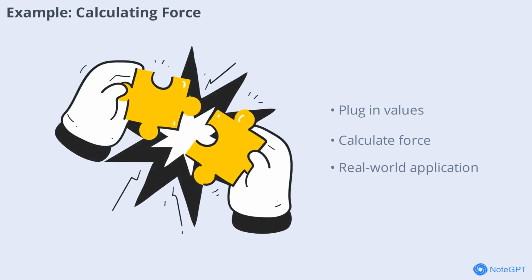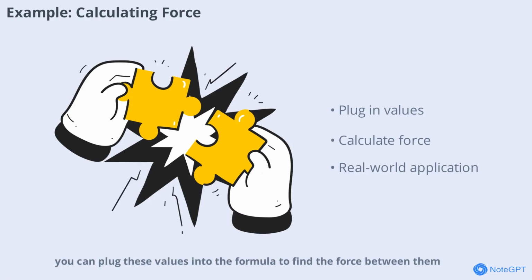Let's walk through a simple example. Suppose you have two charges, one is 2 microcoulombs and the other is 3 microcoulombs, separated by a distance of 0.5 meters. Using Coulomb's law, you can plug these values into the formula to find the force between them. This step-by-step calculation helps solidify your understanding of how the law works in practice and demonstrates its practical utility in solving real-world problems.